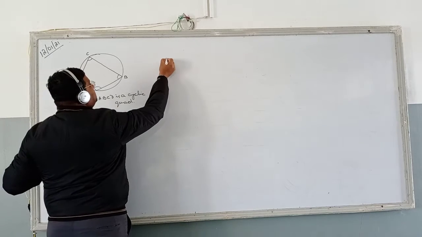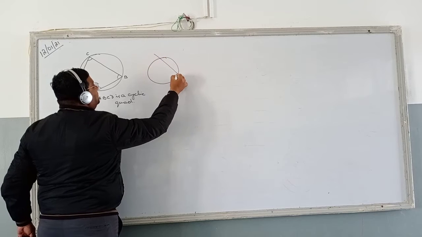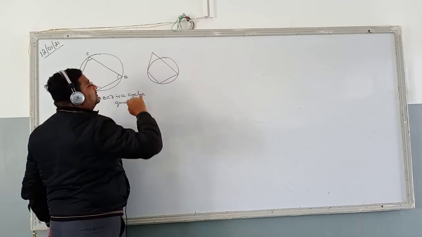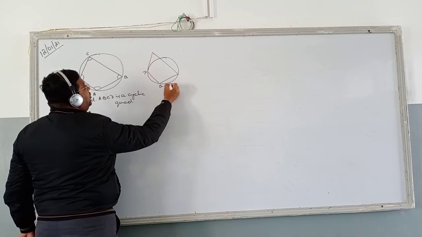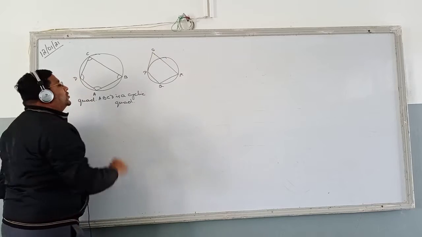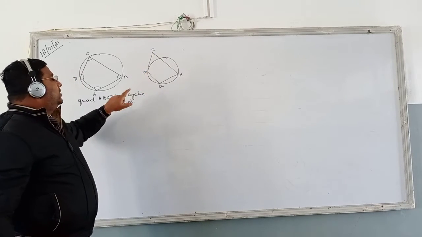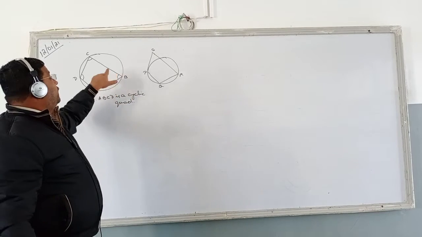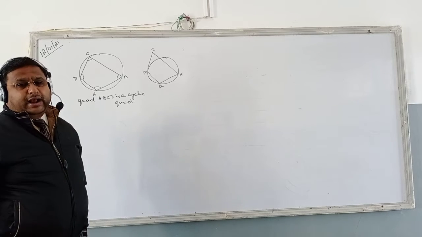If I draw another circle and make this quadrilateral, say PQRS, where the fourth vertex is not on the circle, it is outside the circle. So this is not a cyclic quadrilateral. What is a cyclic quadrilateral? When all four vertices are on the circle. I hope I am clear.